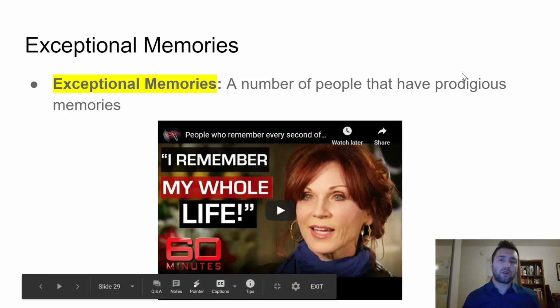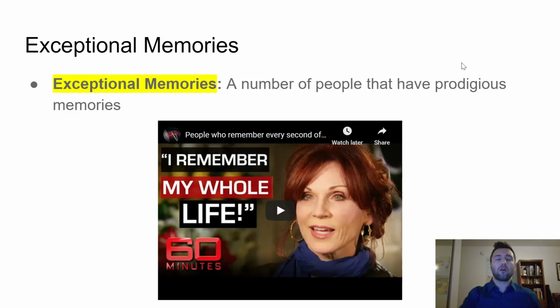We're going to talk about this more in actual class, but there are people who have what are considered exceptional or prodigious memories. There are a lot of different ways and types that this can be expressed, and we'll look at this more in the individual differences and testing unit when we talk about things like savants or people like savants. But there are people who have things like photographic memories or perfect recall that would be considered exceptional or prodigious.